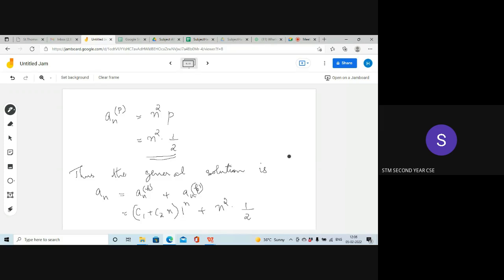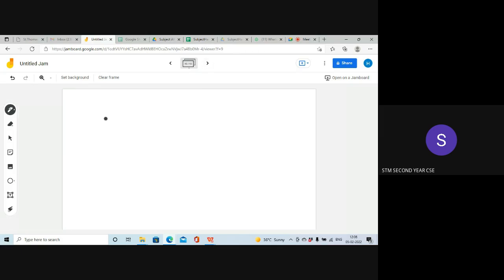Any doubts? We had found the general solution, but we see that there are two constants, C1 and C2. To find C1 and C2, we need the initial conditions, which were not given in the question earlier. Suppose I give you the initial conditions also.